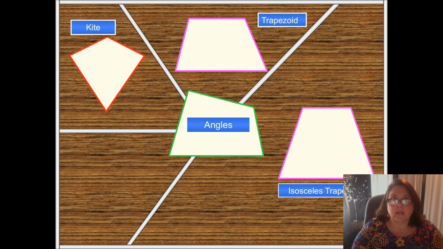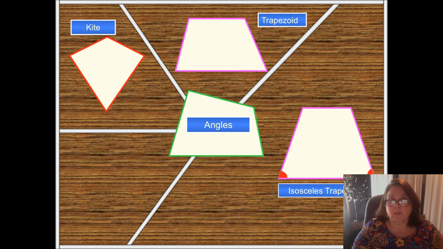Okay, let's look at the angles. Again, in a regular trapezoid, there really are no properties. There's no set pattern when it comes to the angles. The only thing that I can tell you for sure in a regular trapezoid, because it is a quadrilateral, is that all of the angles are going to add up to 360. But that's true of any four-sided shape. All of the angles are going to add up to 360.